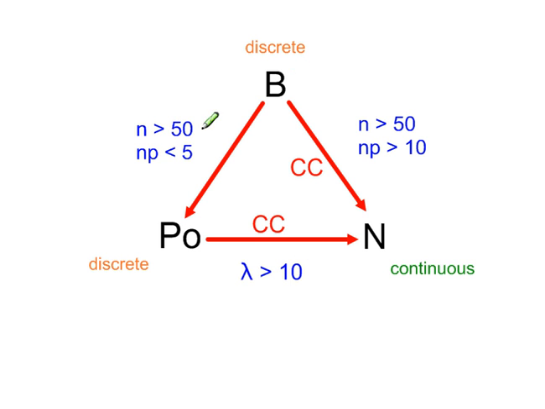Starting with a binomial distribution, if np is less than 5, you go down this route to the Poisson. If np is more than 10, you go down this route to the normal distribution. If np falls in between 5 and 10, then you would work out the mean of the binomial distribution. So do n times p, work out the mean. If that value can be found in the Poisson tables, then use a Poisson approximation. Otherwise, use a normal approximation.